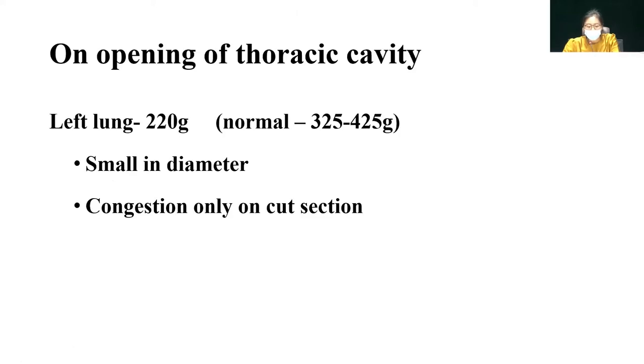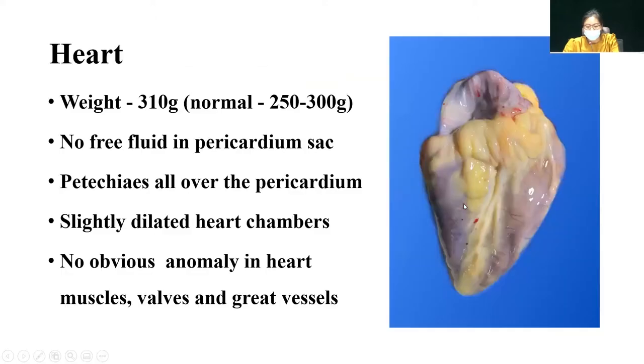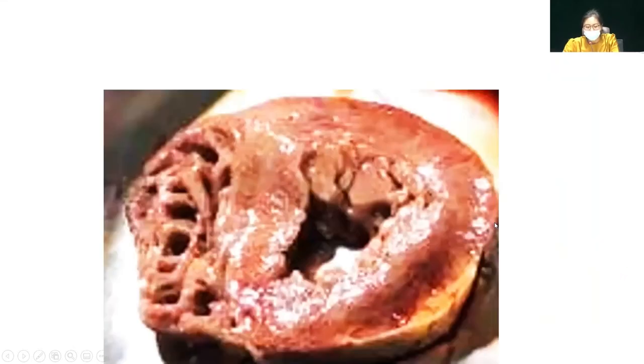Left lung was small in diameter. It weighed 220 grams, with congestion only on cut section. This is the cut section of the left lung. This is the microscopic appearance of the heart. It weighs 310 grams. No fibrin on the pericardium, but petechiae all over the pericardium. Aside from that, there is no other abnormality in the heart muscle.